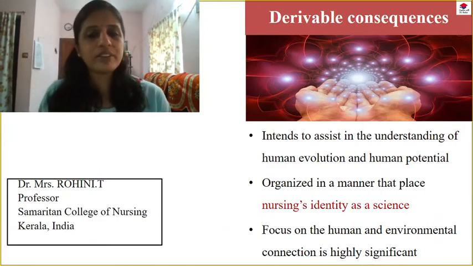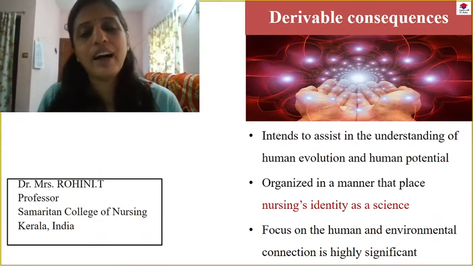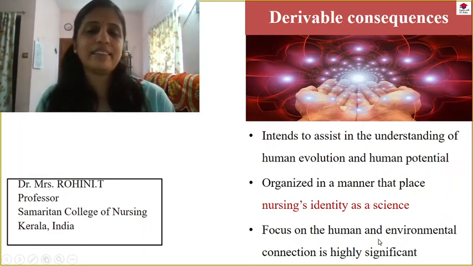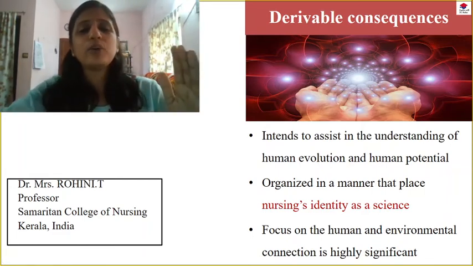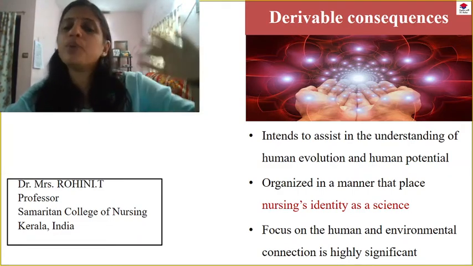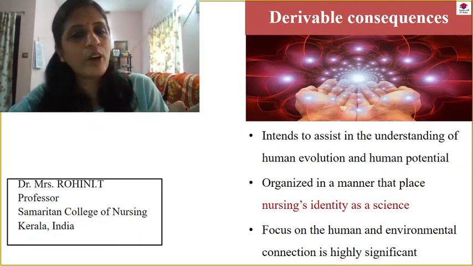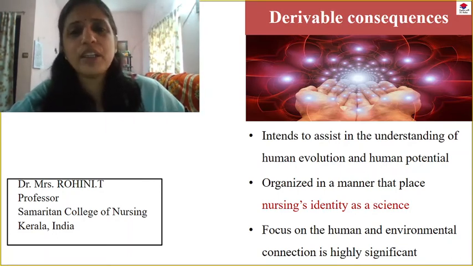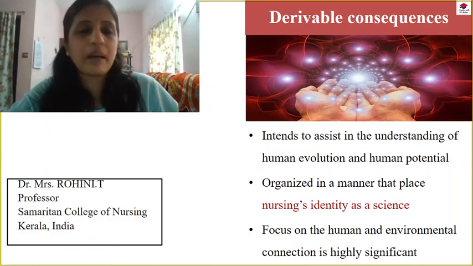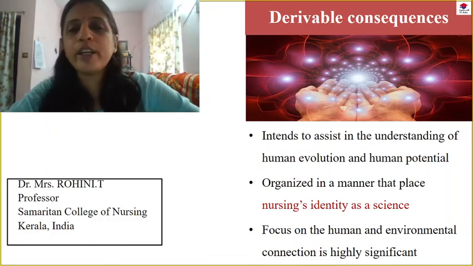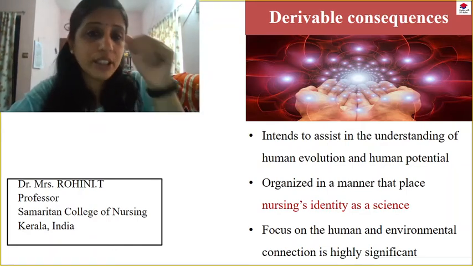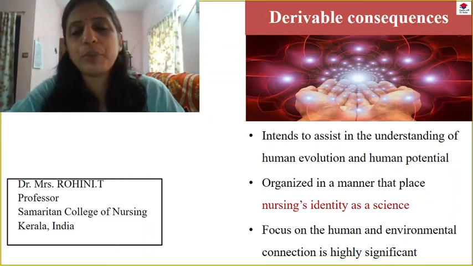What are the derivable consequences? Is there anything to take from Rogers' theory? Yes, because it helps to improve nursing's identity as a science. Rogers' theory has brought nursing to another level. See, before Rogers' theory, if you take any nurse theorist's work, everywhere they will tell you, for example, Virginia Henderson: meet all the 14 components. You take Faye Abdellah's theory: she says that there are 21 nursing problems a nurse should assess, and based on that assessment, care should be given.